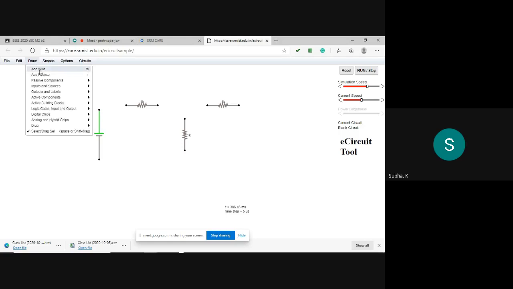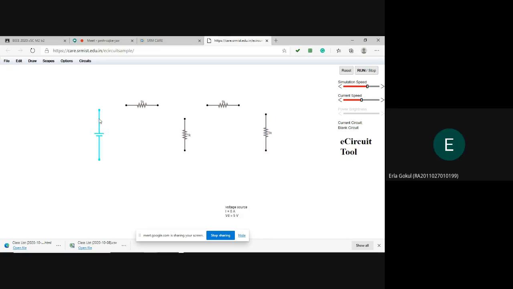I'll add one more. I'm assuming all are proceeding on your own. All are doing? Yes, ma'am. Okay, now I have to add wire to connect. Okay, I'm adding the last wire.